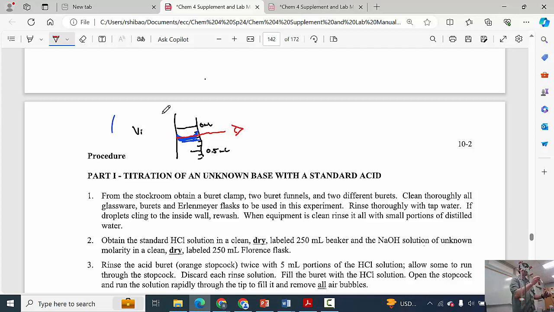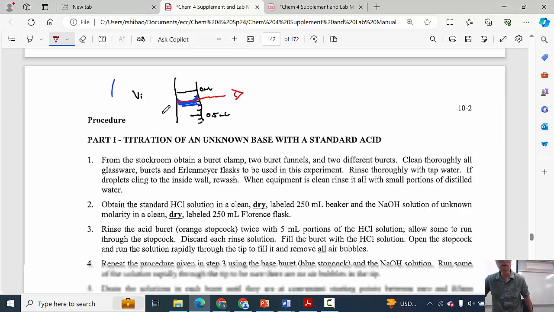Remember, we have 2 funnels, one for the base. Don't get them mixed up, otherwise it's going to be all screwed up. All right, and then fill this. And then we prepared our acid burette and our base burette. All right, what we're going to do is measure out approximately how many milliliters of acid. And so let's continue with the instructions here.